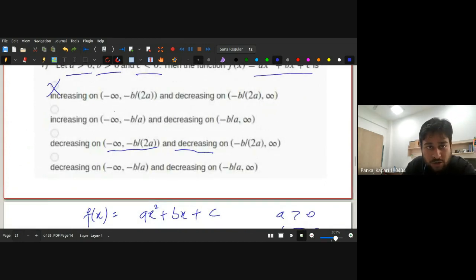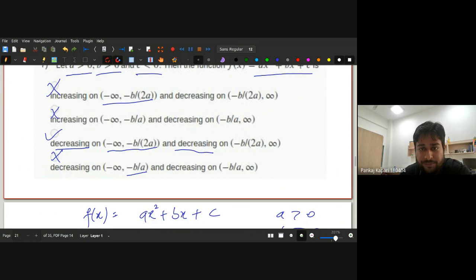This one is wrong because on this interval the function is decreasing. These two are wrong because the critical value is not minus b by a, it is minus b over 2a. So this option must be correct. But here I see both decreasing, so there must be a typo. Okay, so let's rectify the typo.